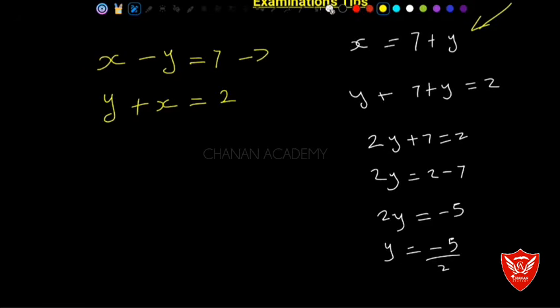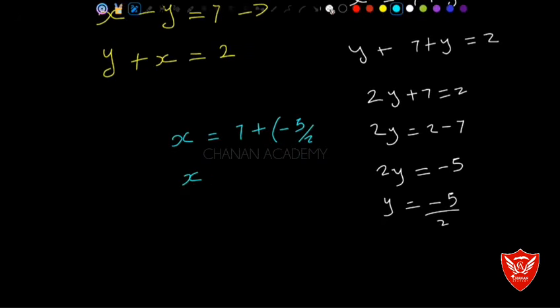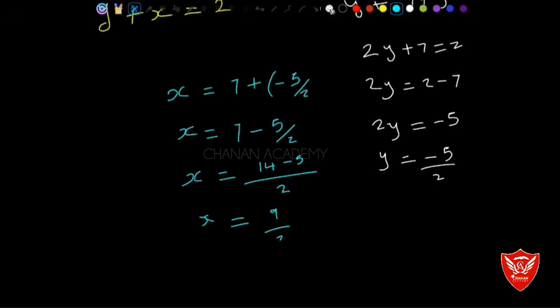And if you do so, let's quickly do that. So we just have x equal to 7 plus minus 5 over 2. Therefore, x is equal to 7 minus 5 over 2. And if you simplify the right hand side, you're going to have x equal to 14 minus 5 over 2. X is equal to 9 over 2. X is equal to 9 over 2, and y is equal to minus 5 over 2.